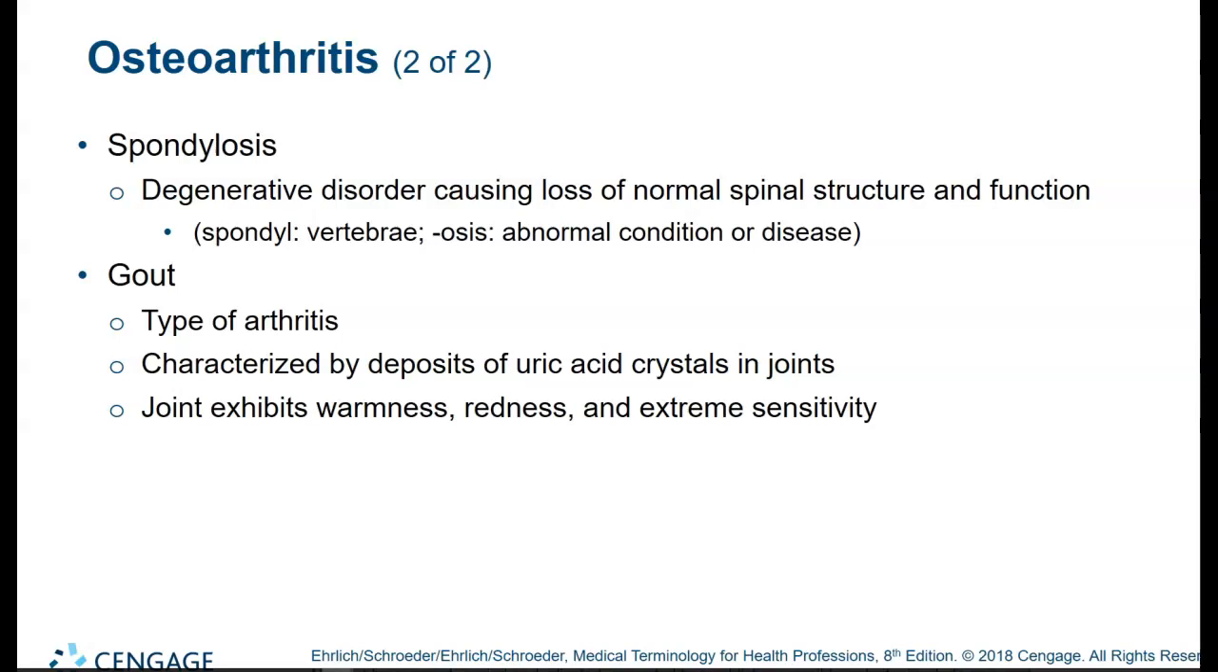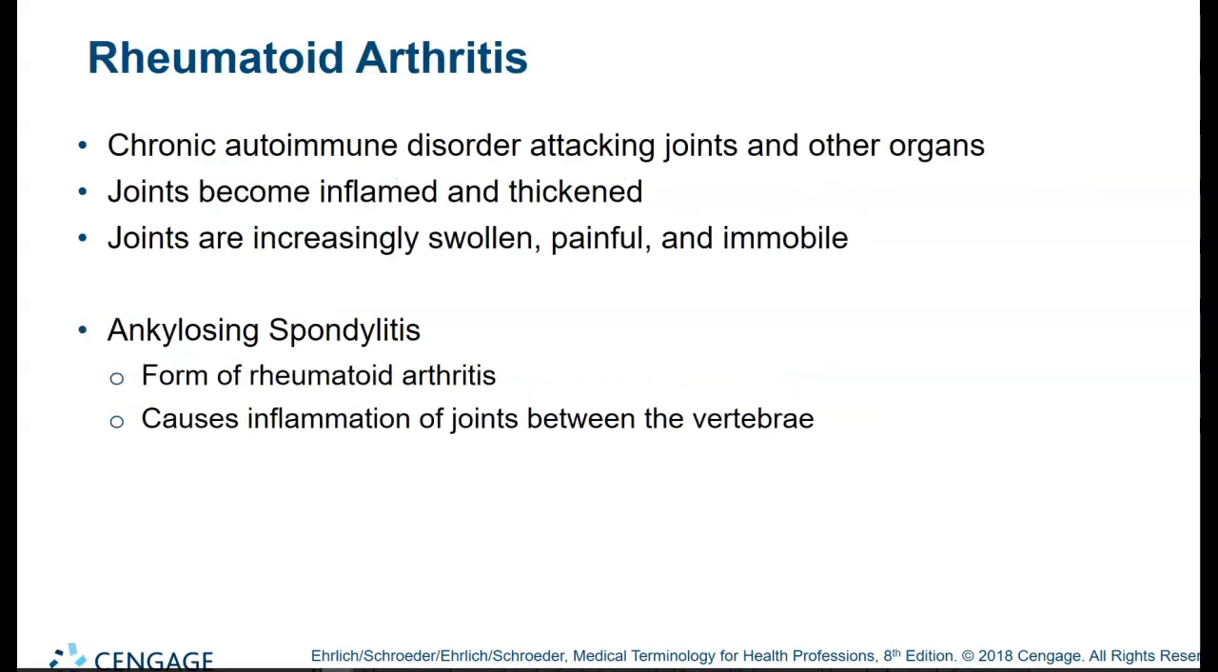Gout is very interesting. It is a type of arthritis, but it's actually caused by uric acid crystals in the joint. You're going to see usually very red, very hot, enlarged, swollen joint, generally of the feet. It can affect other places. Some people have it in their hand, but it is characterized by being very painful and very hot, large joints.